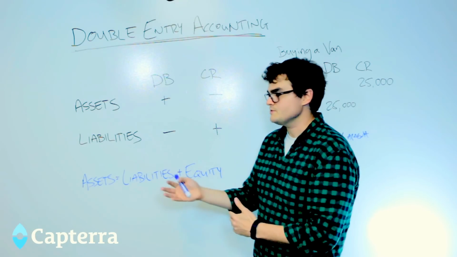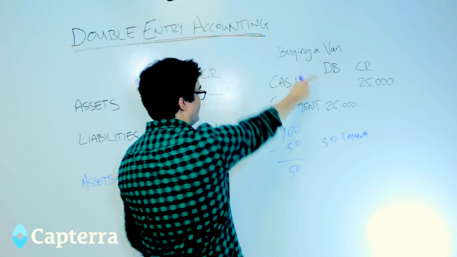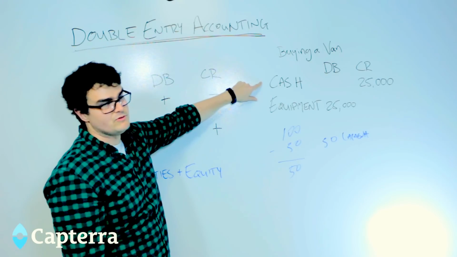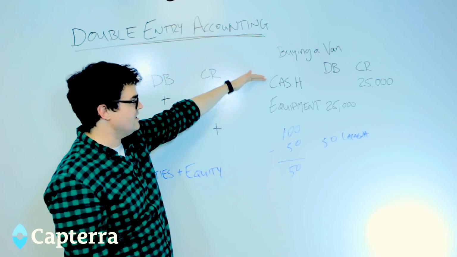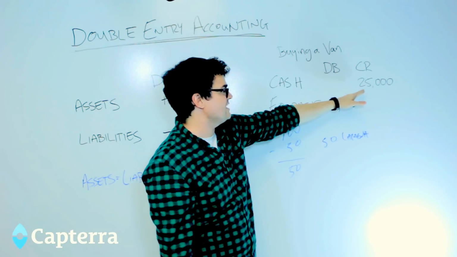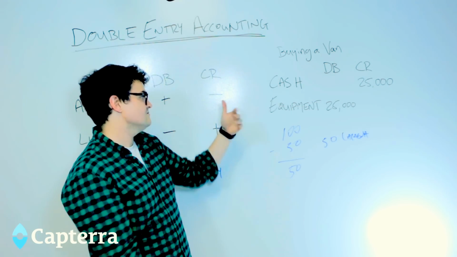But historically, that's where they came from. That gets confusing. So for instance, you're buying that van. Say you've got two accounts that you're going to be playing with when you buy the van. You've got a cash account, right? But you've got to match that up with something. You're losing $25,000 in cash. You got to get something for it. And what you're going to get is equipment.